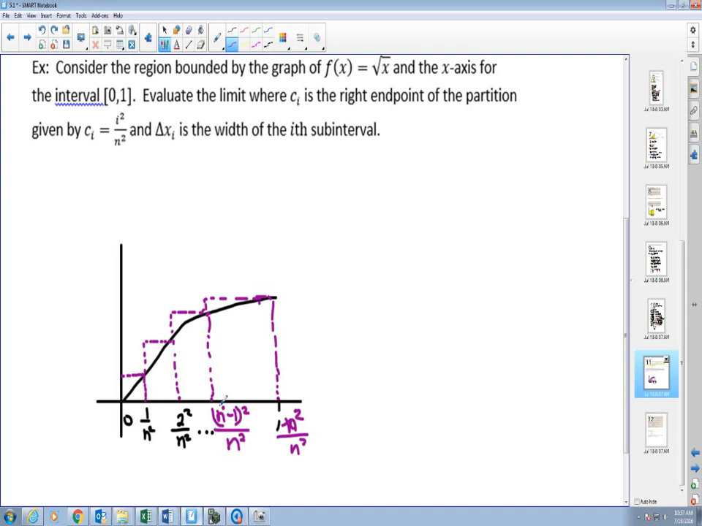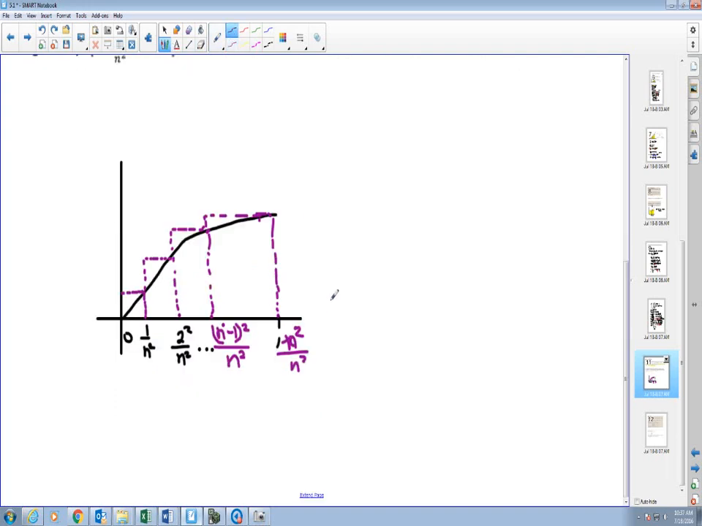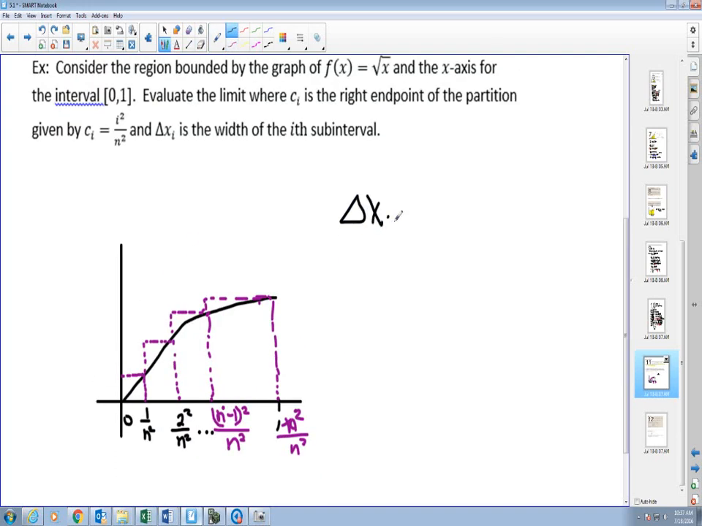Now, I'm going to purposely pick c sub i as the right point of one of these partitions, where c sub i is i squared over n squared, and delta x sub i is referring to the width of the ith subinterval. So my delta x sub i, what is the width of one of these subintervals? The one behind it has got to be i squared over n squared.